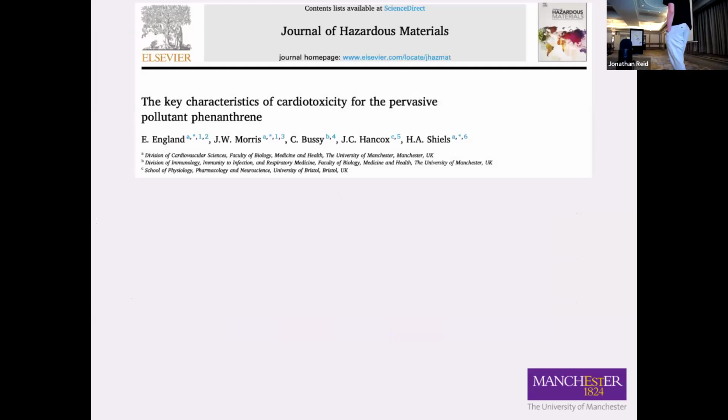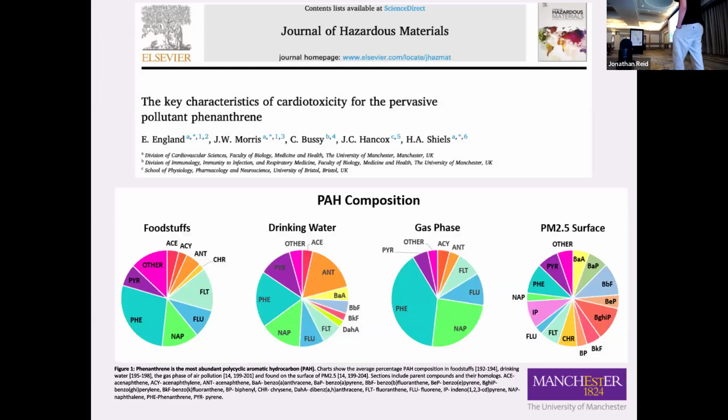So a little plug here for the recent paper we have published, where we did a meta-analysis which shows why we're interested in phenanthrene. Phenanthrene is essentially the most abundant PAH in food, water, in the gas phase, and on the PM2.5 surface. And we've already done a lot of work focusing on the direct electrical activity at the heart, which is affected in a very serious way by phenanthrene, causing cardiac arrhythmias and loads of different negative effects on cardiac ion potentials, which cause a really awful cardiac phenotype.